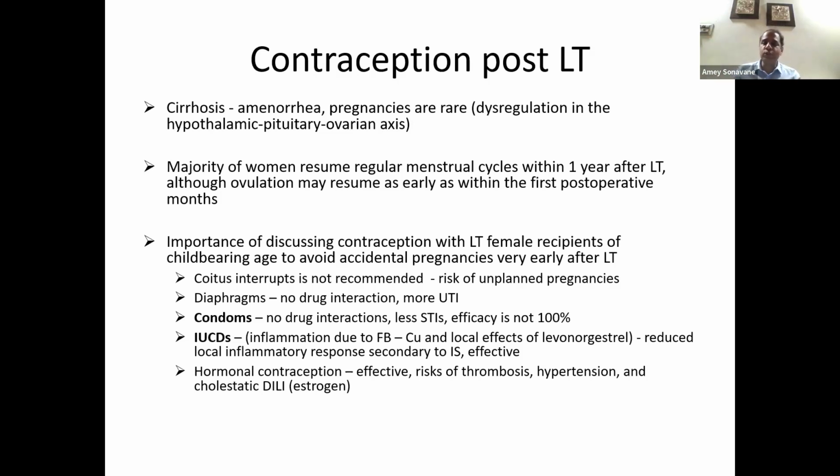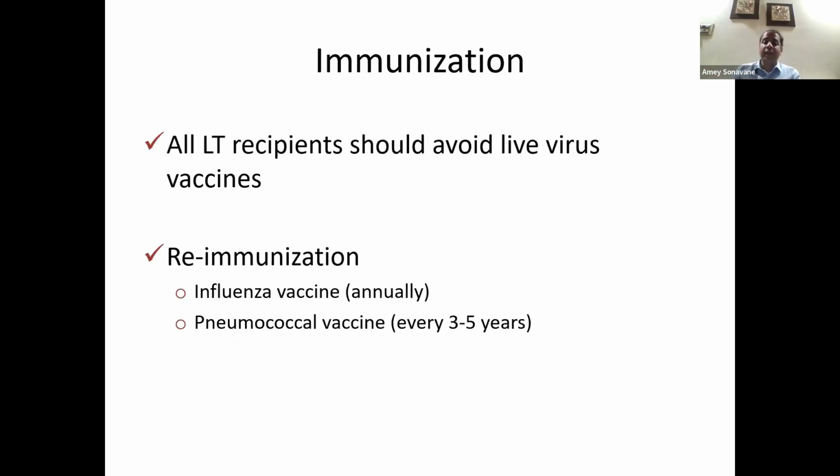So we tell these patients to use contraception, and the best contraception for these patients are condoms and intrauterine contraceptive devices. These two would be the most important. We all know their problems, but still these two would be the most important advice that we can give these patients for contraception post-transplantation.